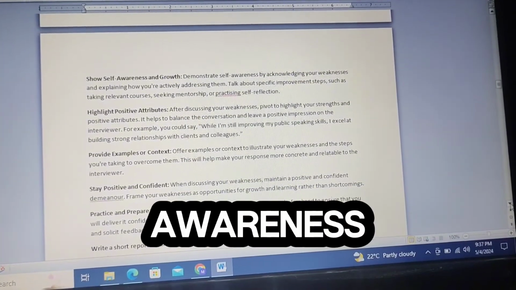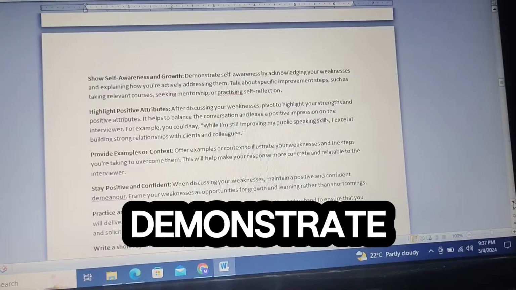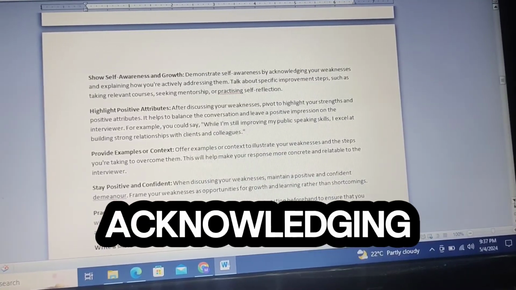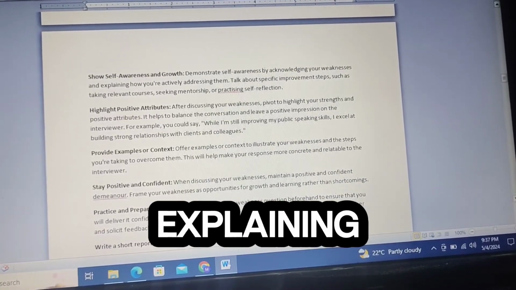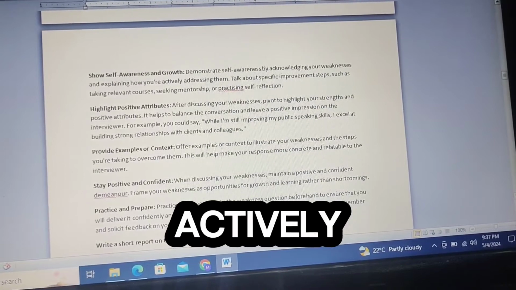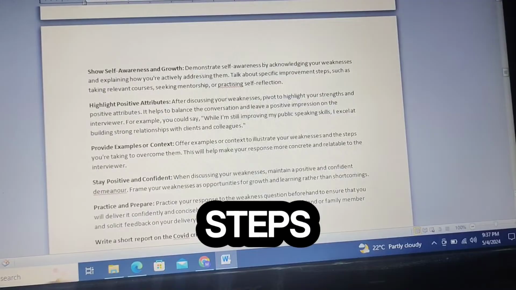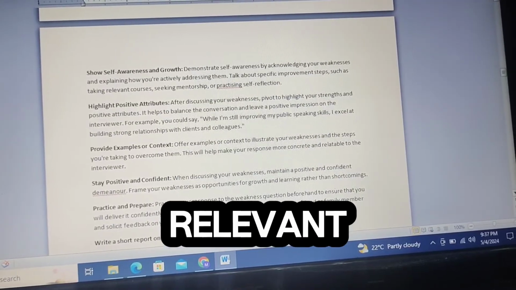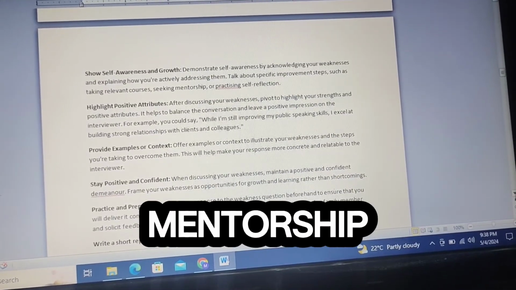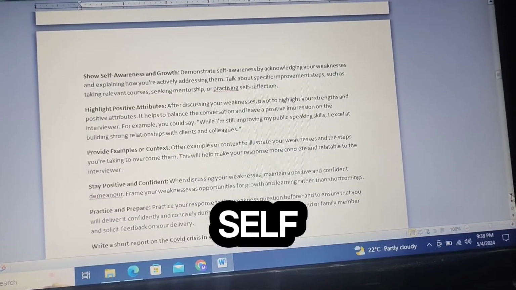Show self-awareness and growth. Demonstrate self-awareness by acknowledging your weakness and explaining how you're actively addressing it. Talk about specific improvement steps such as taking relevant courses, seeking mentorship, or practicing self-reflection.